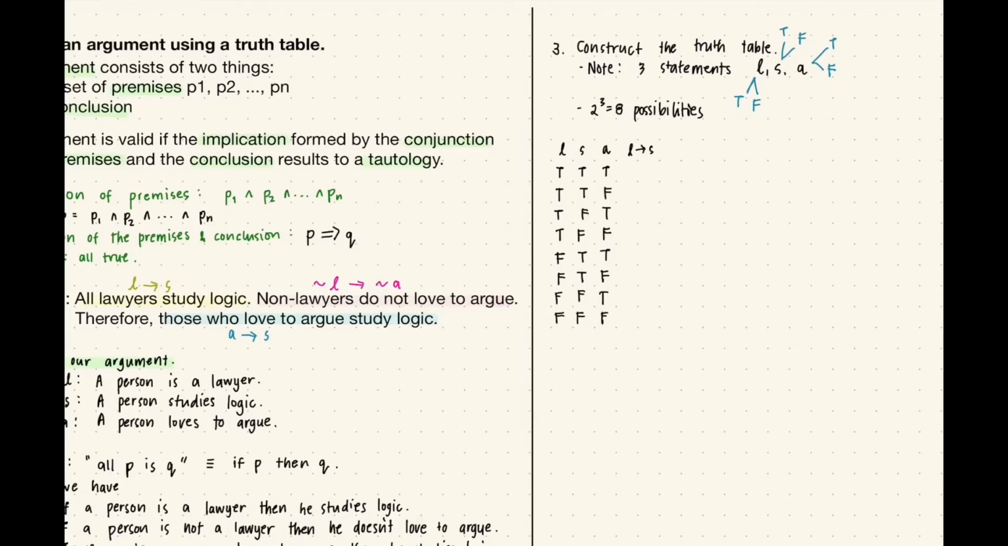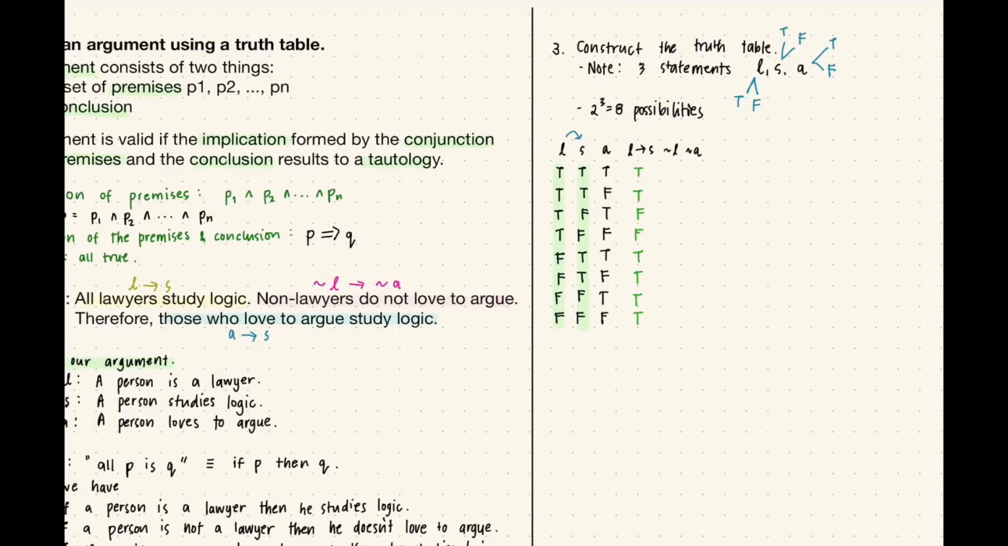So conditional statements, it's only false when we have if true then false. So let's look at the columns that are shaded in green. So the only false statement is the one that has if true then false. All the rest is true. That's a conditional statement for you.